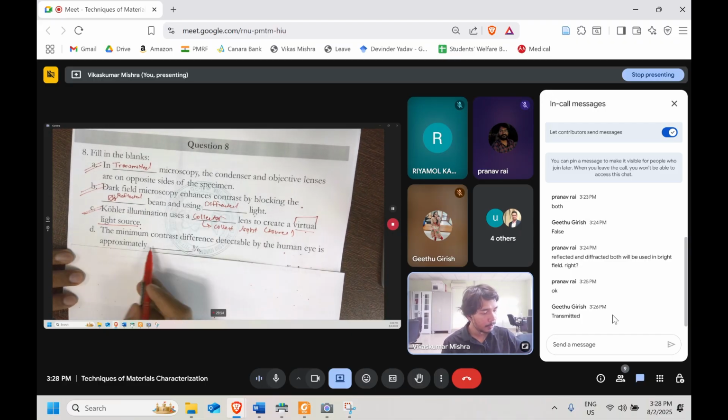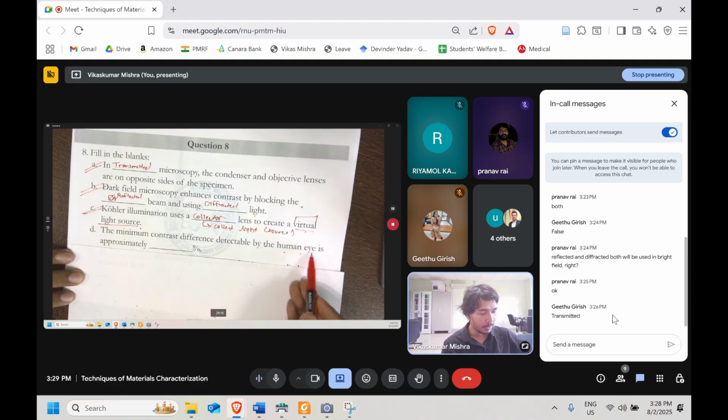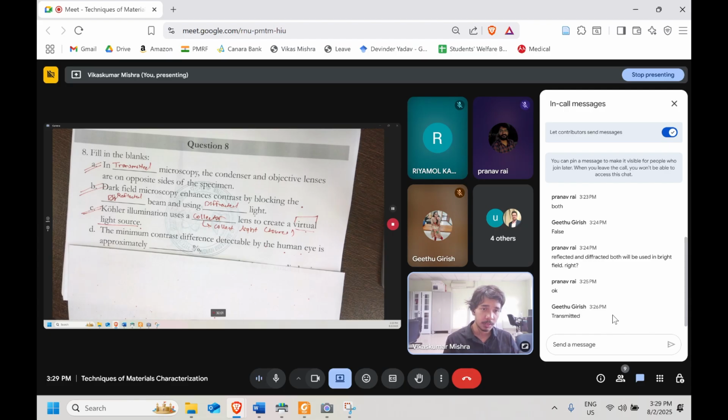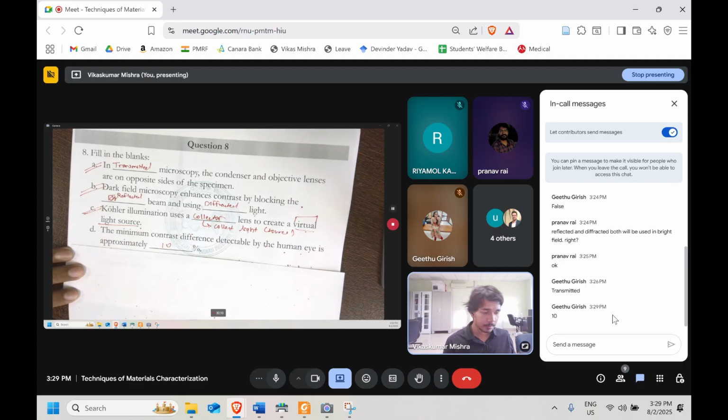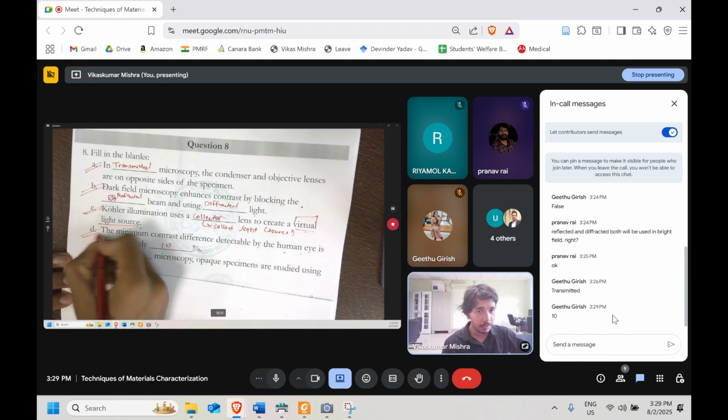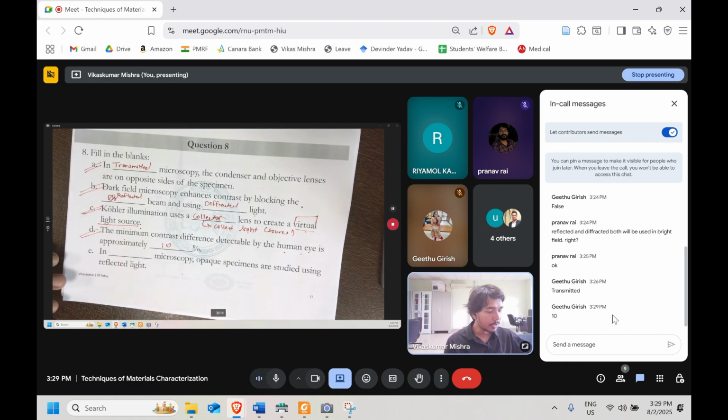Now, the minimum contrast detectable by the human eye is approximately -%. We have talked about this multiple times. So what do you think? Does anyone remember what the minimum contrast we can see is? Yeah, it's 10%. Very good. Let's move ahead to the last option.